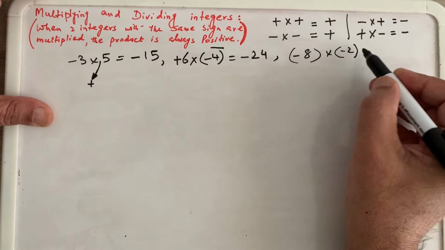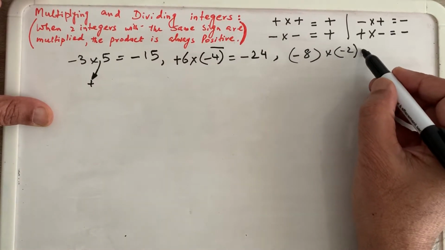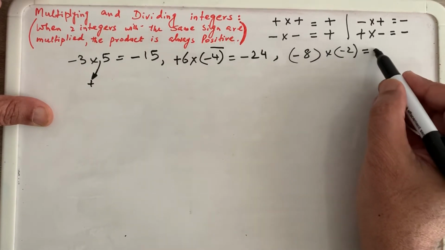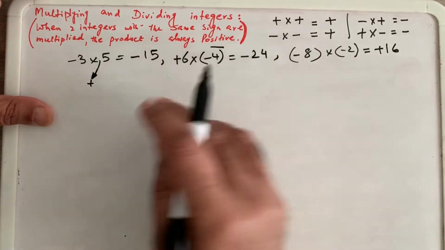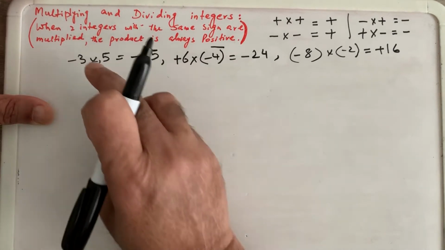Further, minus 8 times minus 2. So whether they are written in parentheses or without parentheses, you have to take care of the sign, right? So minus times minus is positive. 8 times 2 is 16. Further, you understand this, that if there is no sign, then you take it as positive.